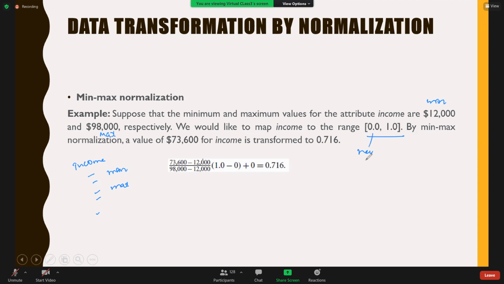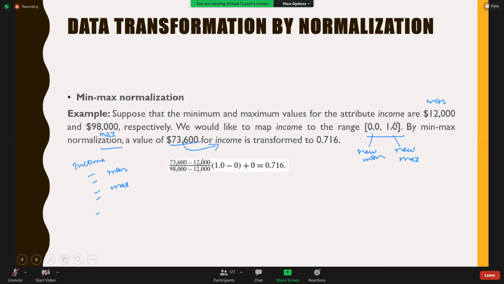So this is the new minimum and this is the new maximum. According to min-max normalization, you're transforming the data $73,600. This is the value for income. We know income will have a large range of values. Income may be from 10,000 to even 3 lakhs, like that. The range will be very large. So we can transform this data into a simple form within 0 to 1.0.